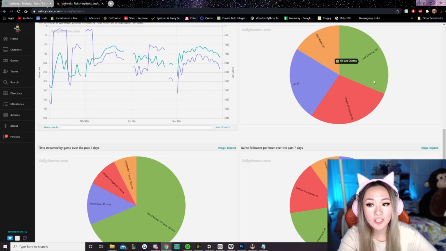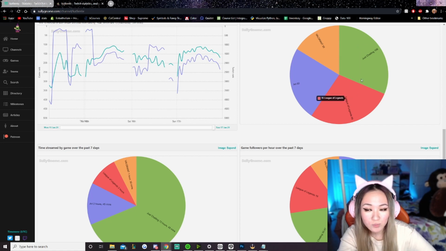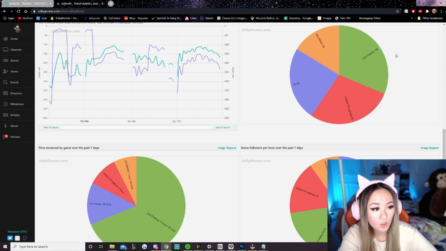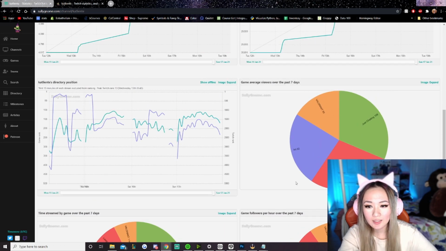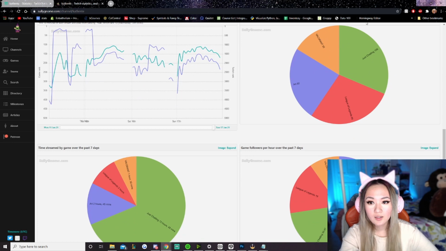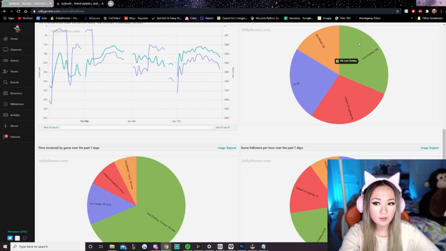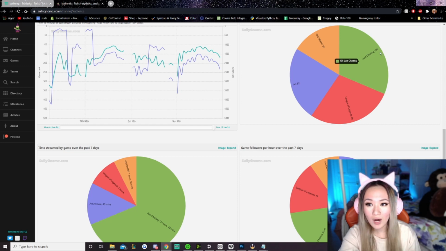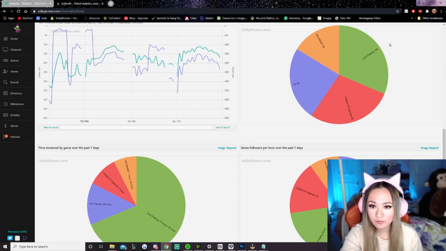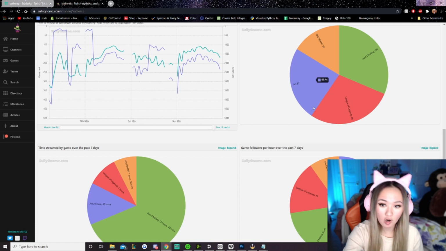Also, you need to take into account raids, okay? Sometimes you'll get raided when you're, I don't know, just chatting, which is why the number looks so high. I did not get any 100+ raids last week. I think my biggest raid was 50, which is not the main reason why I am averaging these numbers for League of Legends and Just Chatting and art.